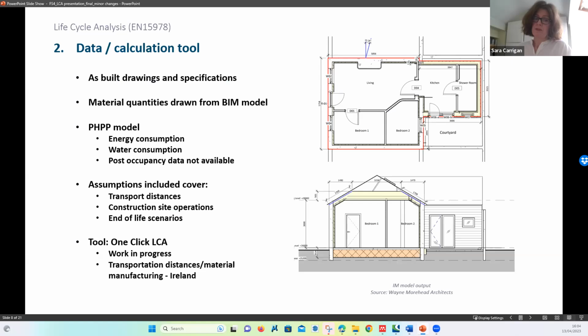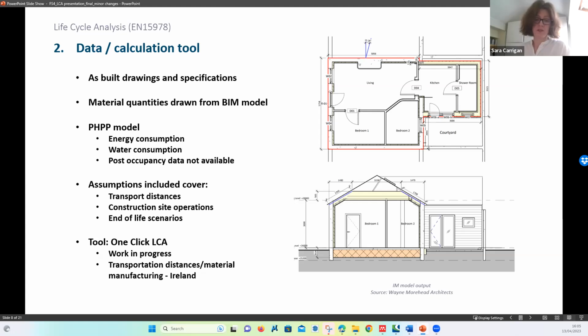To carry out this assessment, we have drawn data from as-built drawings and specifications, material quantities from the BIM model, and energy consumption from the PHPP model. Scenarios and assumptions cover transport distances, and these are the distances from the place of manufacture to site, construction site operations, and end of life. The tool used for the analysis is One-Click LCA, which is an EN 15978 certified tool.